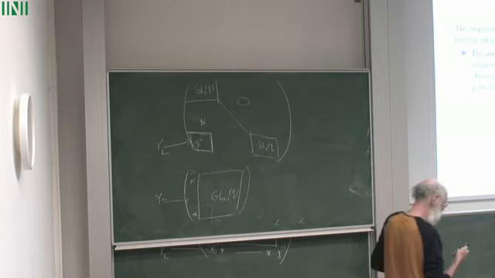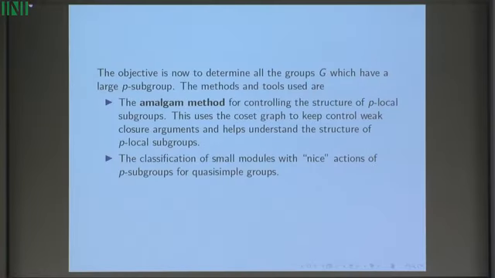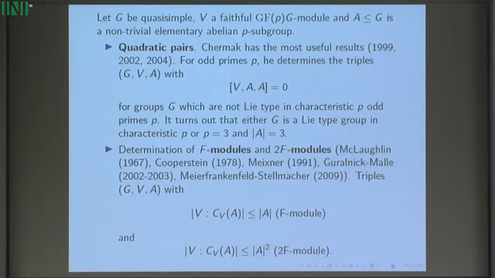Right, so that's one thing that we know. And the other thing that we now know about is a classification of small modules with nice actions of P subgroups, the quasi-simple groups. And so I've got to define nice. So here's nice. Suppose G is a quasi-simple group, V is a faithful GF(p)G module, and A is a subgroup of G. It's a non-trivial elementary abelian p-subgroup.